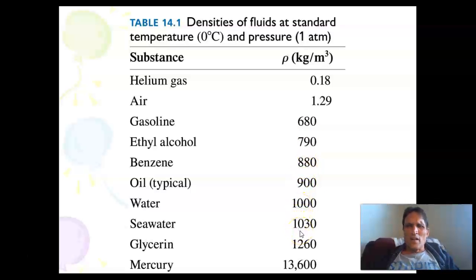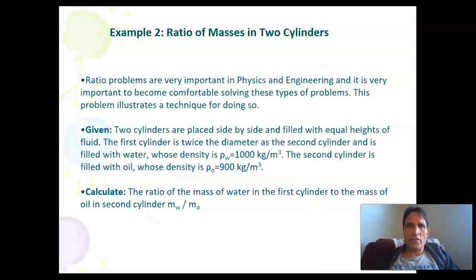Seawater is a little more dense than pure water, and that's also why we tend to float a little bit more on seawater versus fresh water. The gases are much, much less dense, on the order of a kilogram per meter cubed for air. And so liquids are always much more dense than gases.